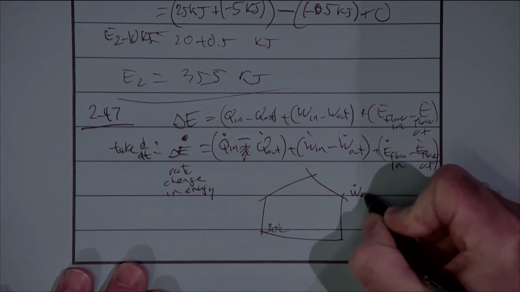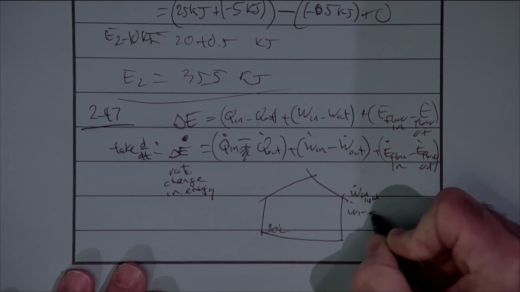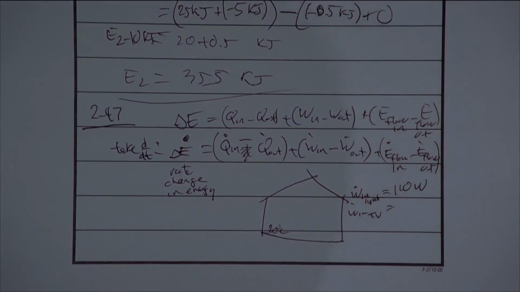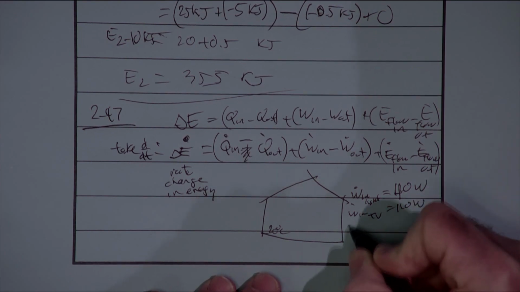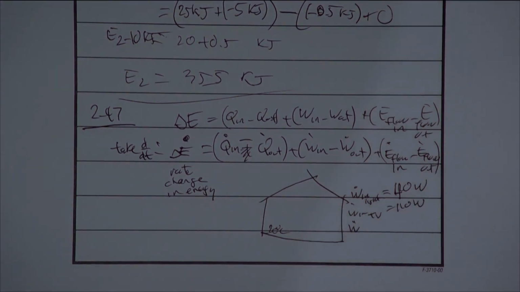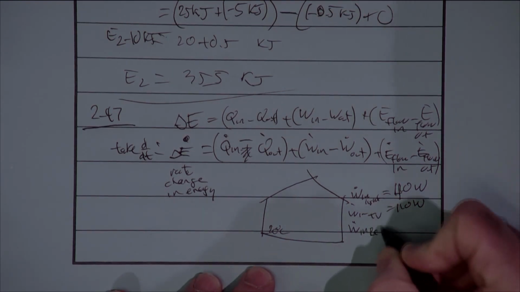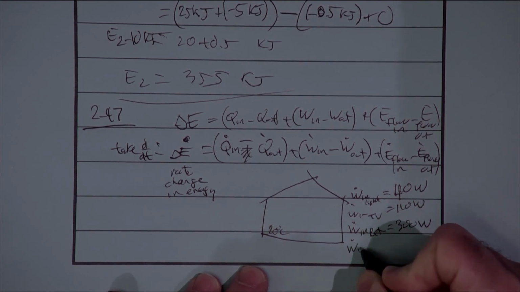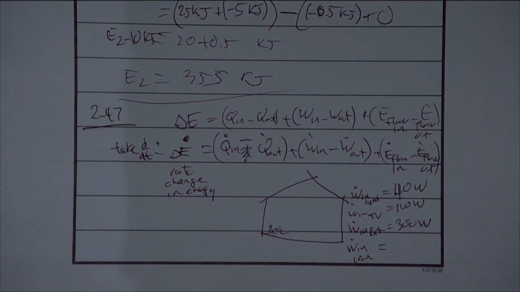We have a certain amount of work in based on the lights and based on the TV. So we have 40 watt lighting, 110 watt television. We also have the refrigerator, which is 300 watts. And then we have the energy in associated with the iron, which is 1200 watts.